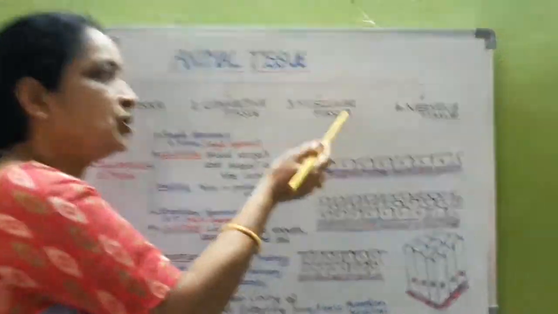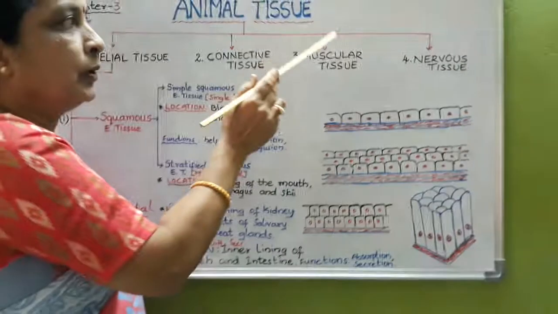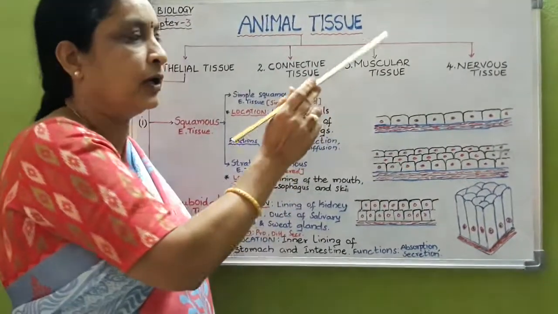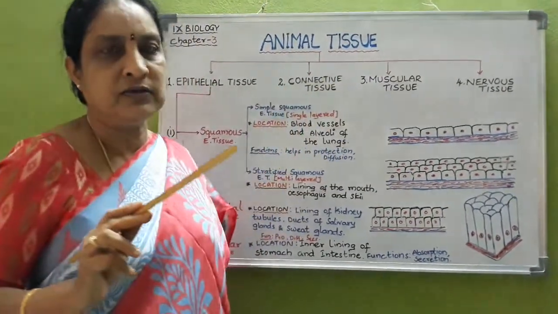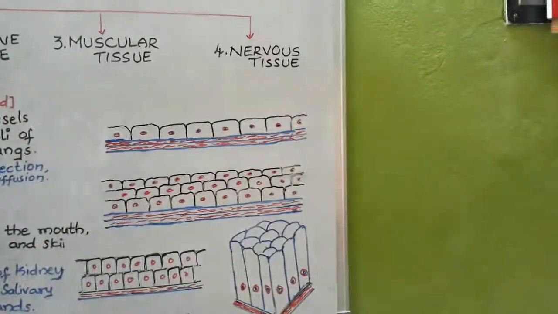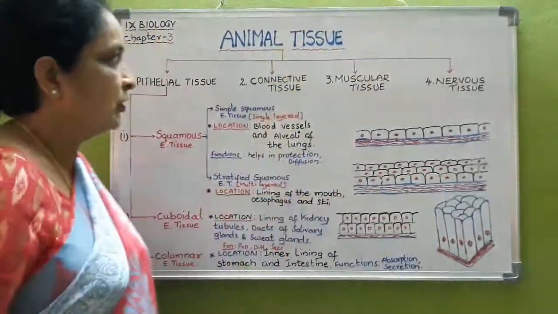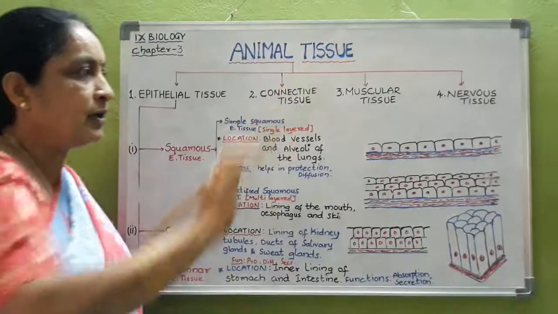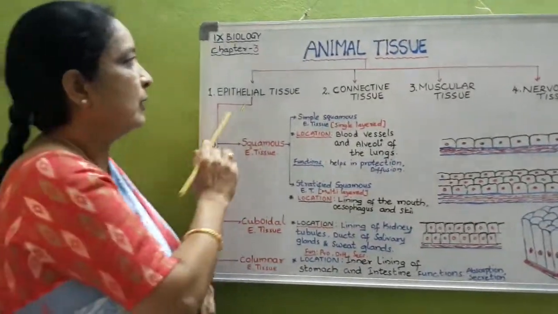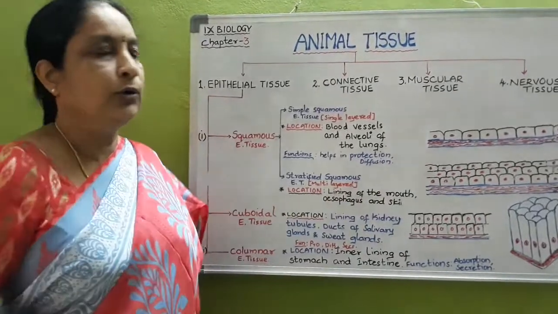The third tissue is called muscular tissue. This tissue is useful for the movement of organs or our body. And the nervous tissue helps in transmission, that means it responds to the stimulus. So these are the general functions of the 4 major tissues. Later we will study all of them.